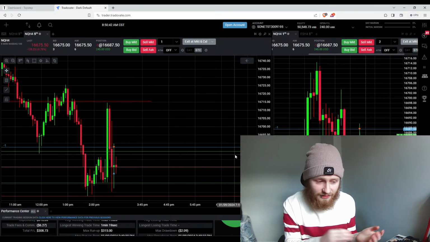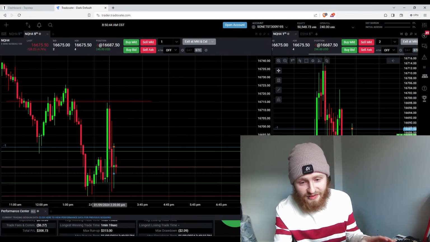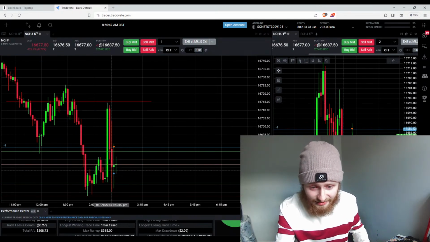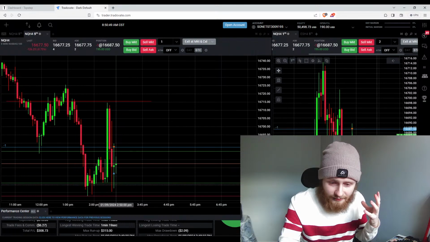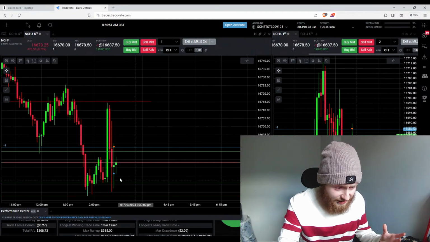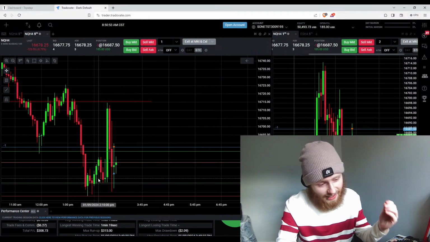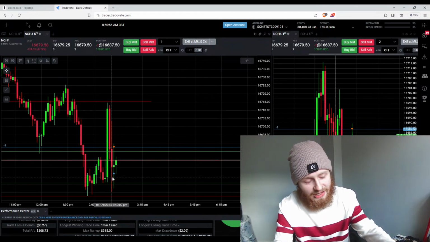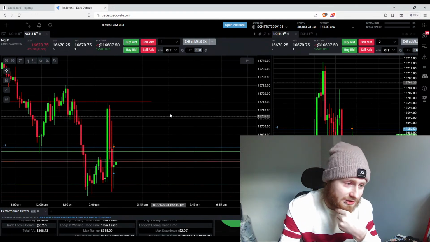Now, the only thing that is making me a bit nervous is the fact that this is such a heavy support area, and I'm targeting the bottom of that heavy support area. As you can see, all the wicks and the candle finishes happen around that area. So that's an area you do have to be careful of.